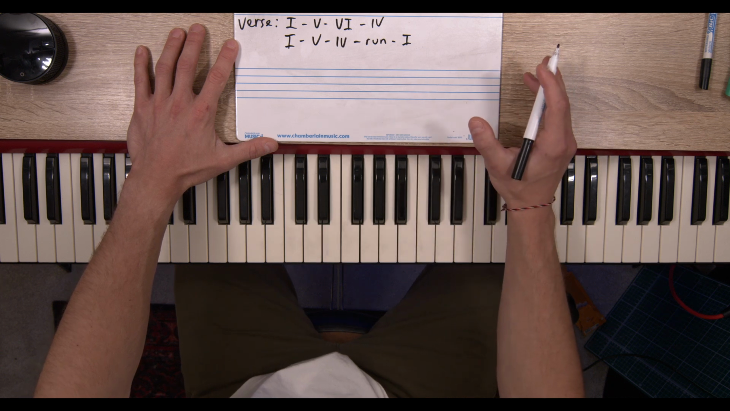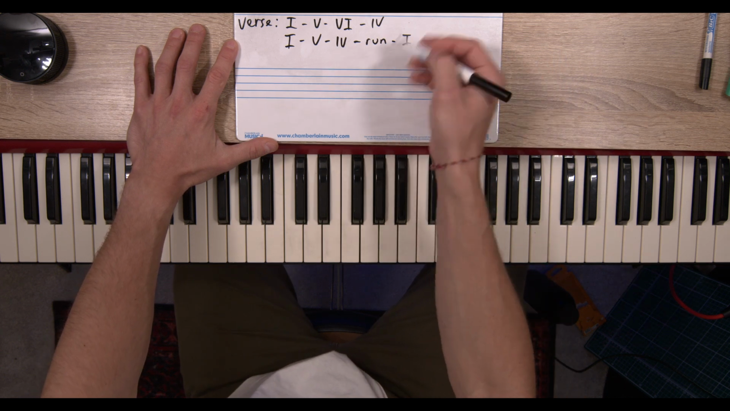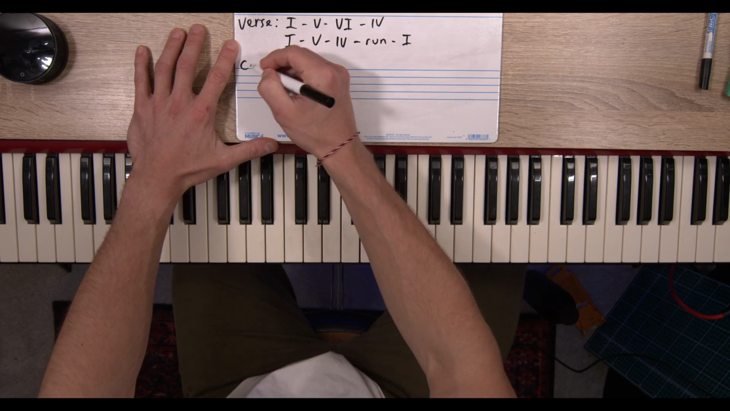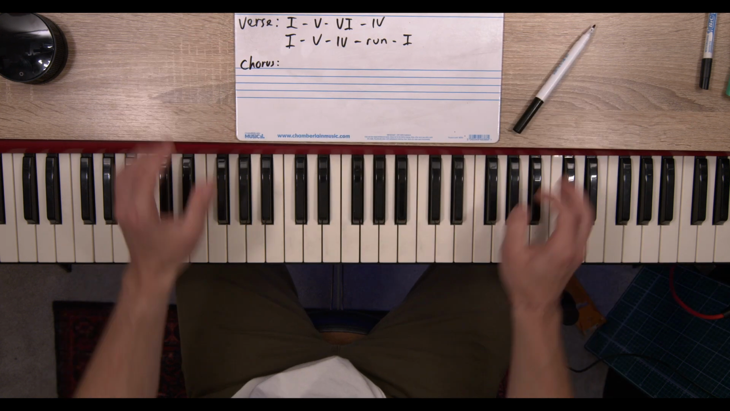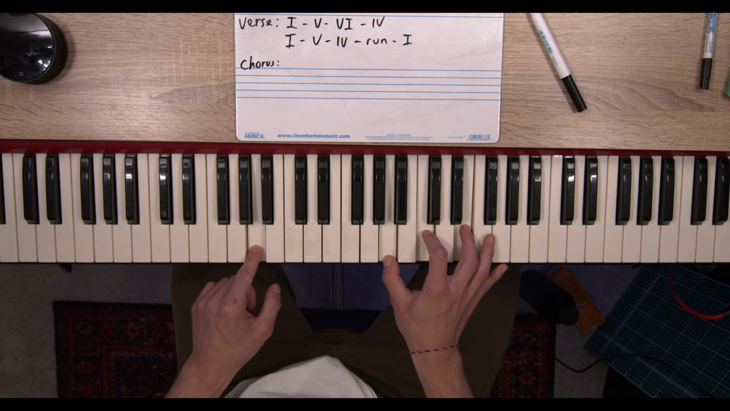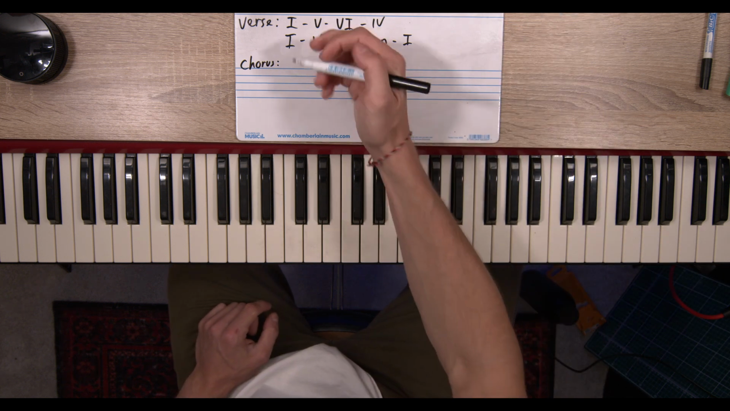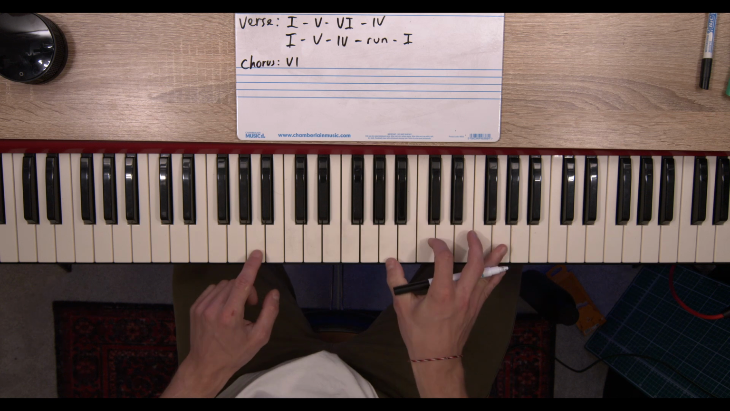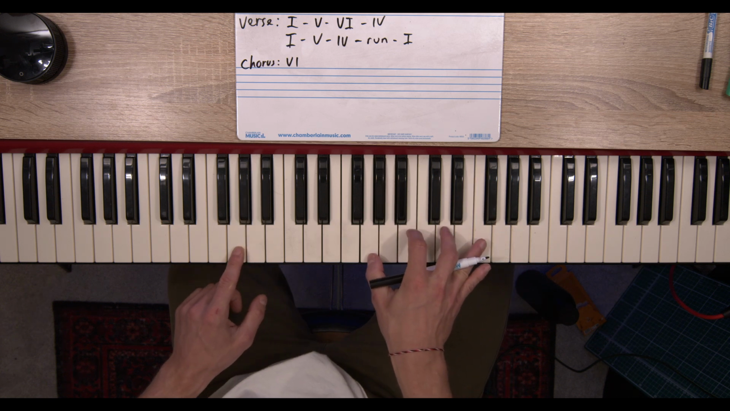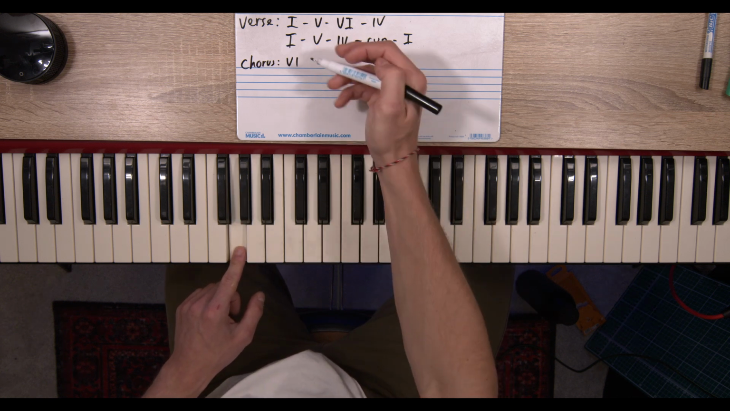Now, the chorus. We already know everything we need to know about the chorus. We just changed the order a bit. So the chorus goes like this. It goes. What's that? That is the 6th chord. So let's write that down. 6. And then, what's that? That's our 5th chord.